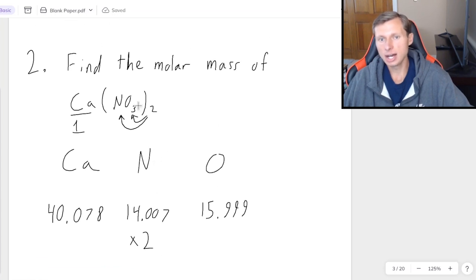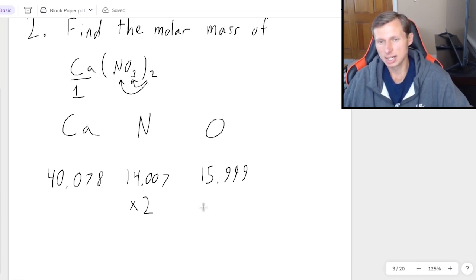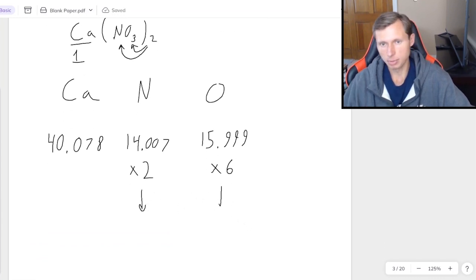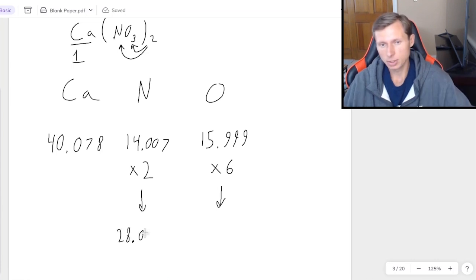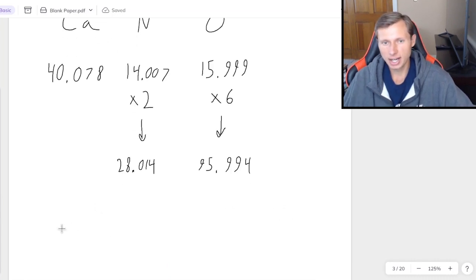And then for the oxygen, I got to do 2 times 3 because there's already the 3 there, and I got to distribute the 2. So 3 times 2 is 6. That means I have to multiply 15.999 times 6. And so if I plug both of these in my calculator, I'll get 28.014 for nitrogen and 95.994 for oxygen.